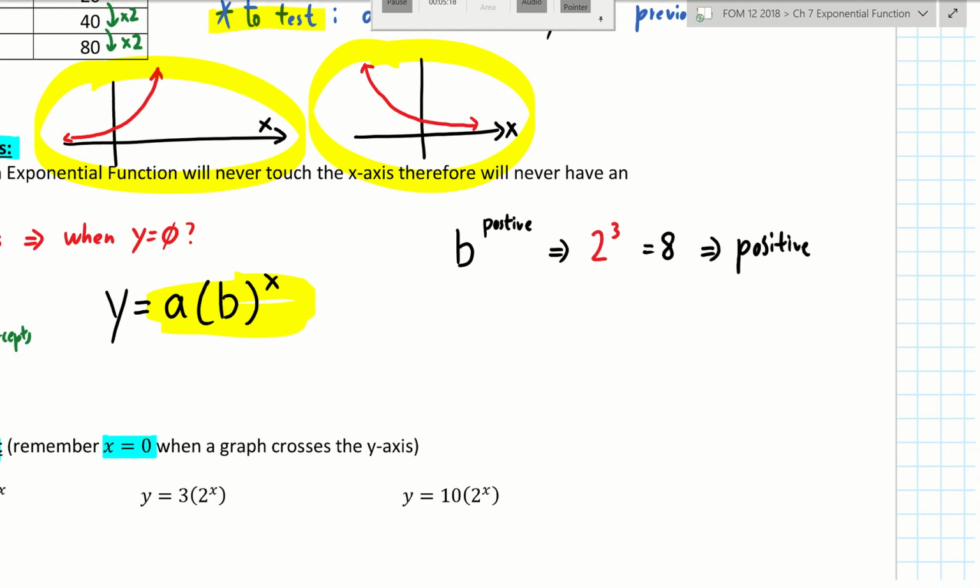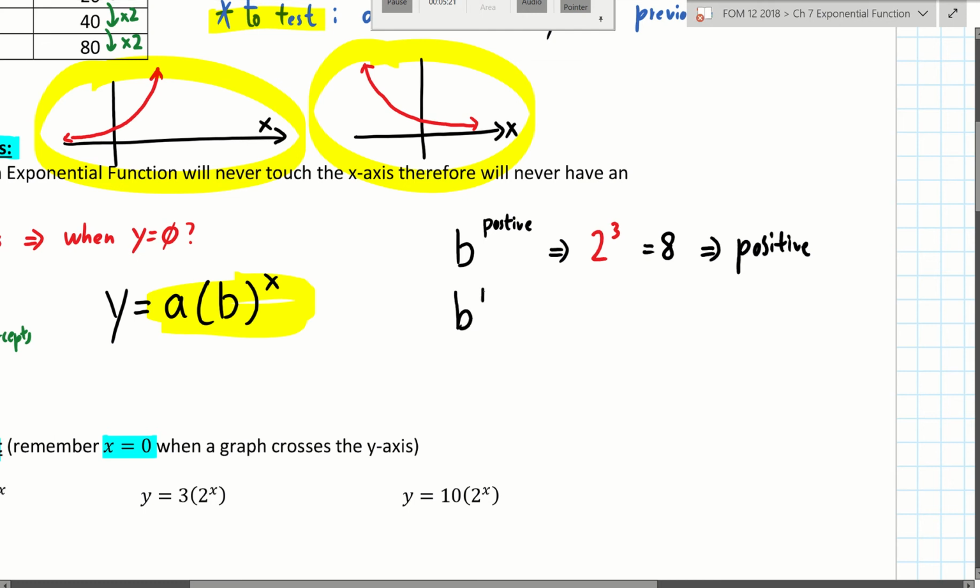Okay, so let's say you have b to the power of something negative. So let's say you have 2, the base, to the power of x, which is, let's say, negative 3 this time. Now what do you get? You get 1 over 2 to the 3, which is 1 over 8. This is still positive.